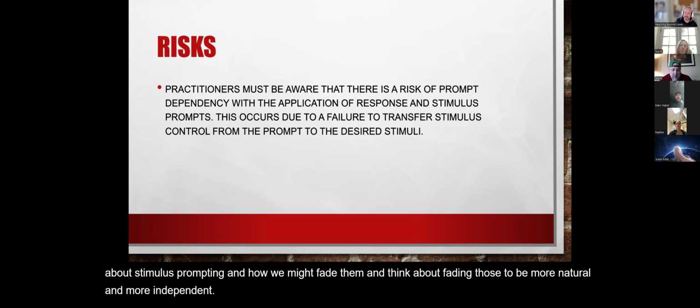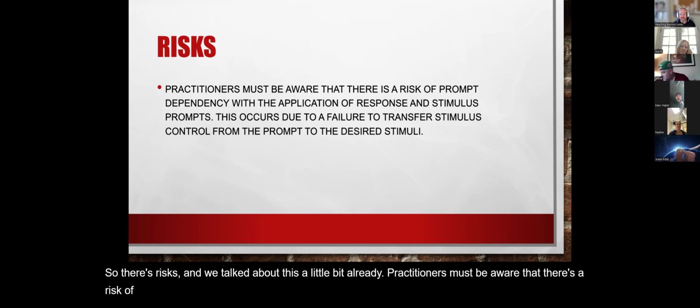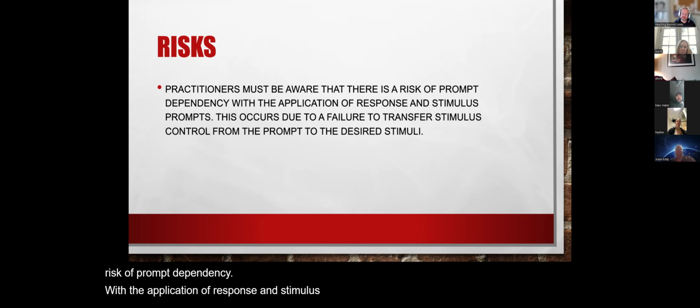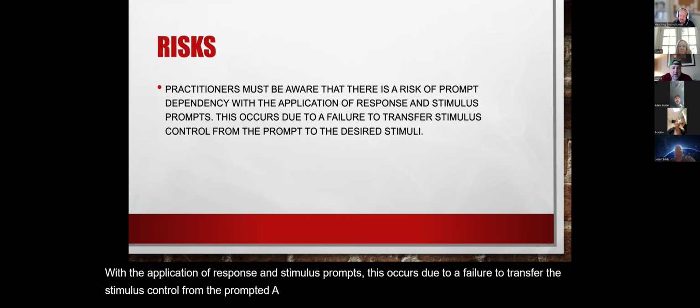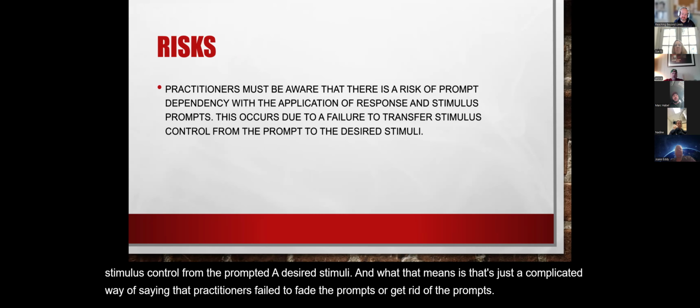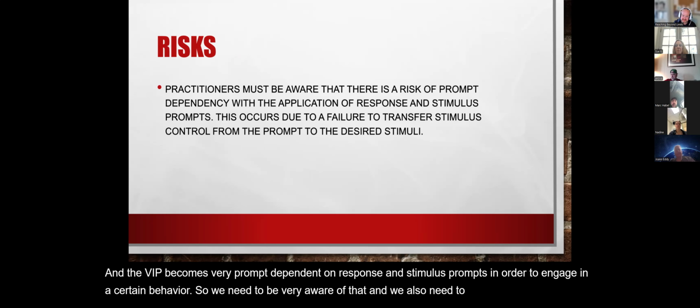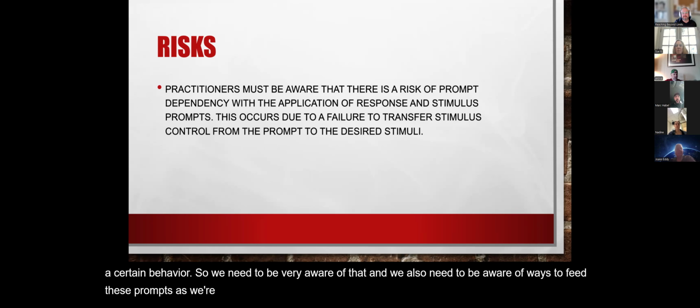So there are risks, and we talked about this a little bit already. Practitioners must be aware that there's a risk of prompt dependency with the application of response and stimulus prompts. This occurs due to a failure to transfer the stimulus control from the prompt to the desired stimuli. That's just a complicated way of saying that practitioners failed to fade the prompts or get rid of the prompts. And the VIP becomes very prompt dependent on response and stimulus prompts in order to engage in a certain behavior. So we need to be very aware of that, and we also need to be aware of ways to fade these prompts as we're working with our VIPs.